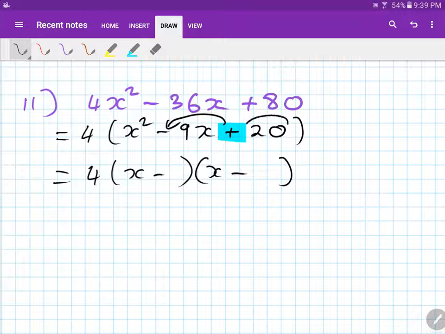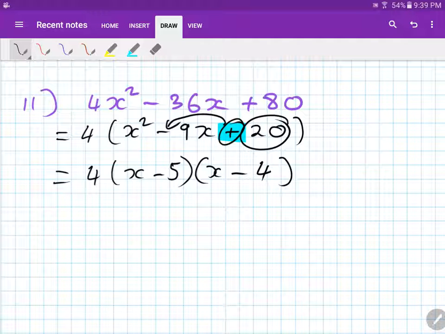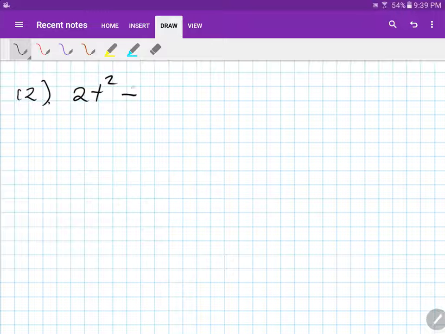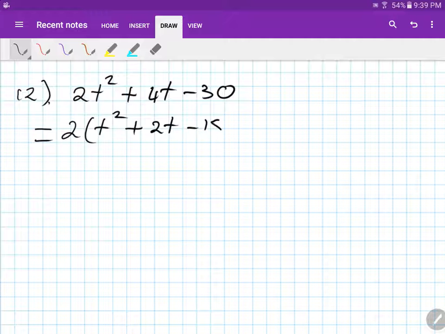Now because it's positive, what times what gives me 20 and adds to give me 9? 4 and 5, or 5 and 4. Doesn't matter. Next one, 12: 2t squared plus 4t minus 30. Common factor, look, the common factor is 2, so I take the 2 out. That gives me t squared plus 2t minus 15. Now, look, it's negative, so one plus, one minus straight away.